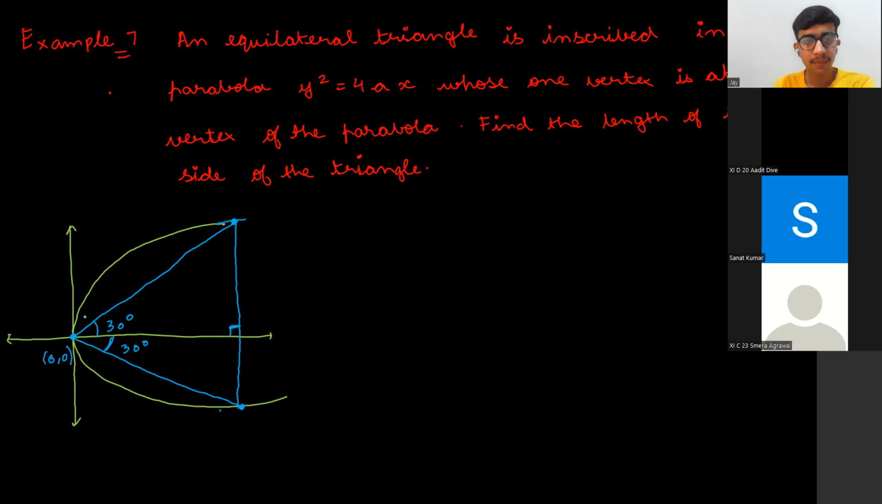Sir, I have a doubt. Could the vertices of the triangle be anywhere? It's written whose one vertex is at the vertex of the parabola. One of them, and the other two could be anywhere, right? Anywhere, I mean, on the parabola itself. So that's the only way possible in which you can inscribe an equilateral triangle. If you do it like this, and this, then it does not remain equilateral.